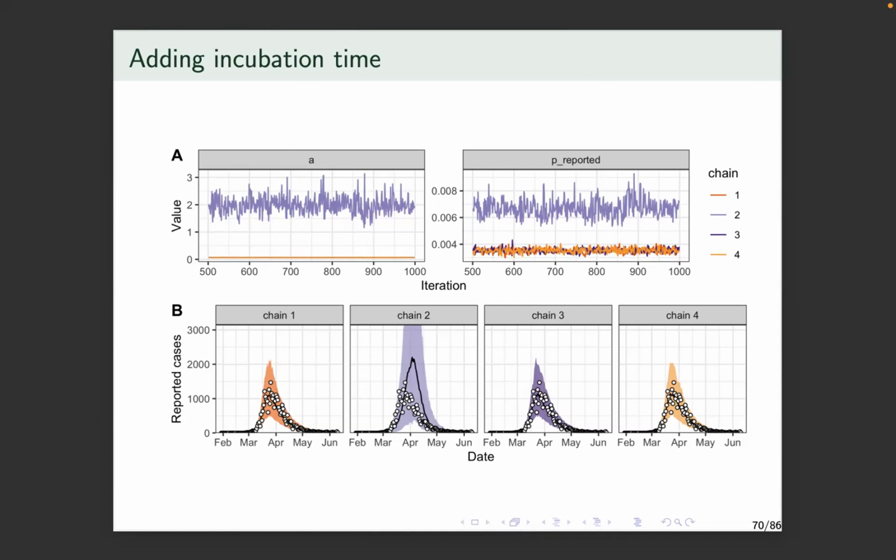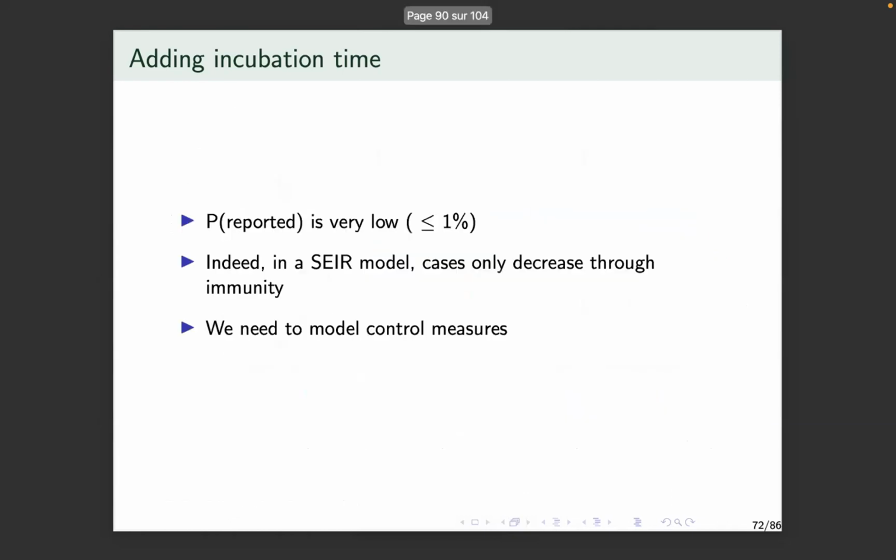The only way for transmission to decrease according to our current model is that enough people are infected that immunity makes transmission decrease. So that we understand why the model is inferring values that seem absurd to us, we can understand what is missing in the model, and it's the fact that Switzerland has made some control measures to control the transmission of the coronavirus, and this needs to be included into the model.